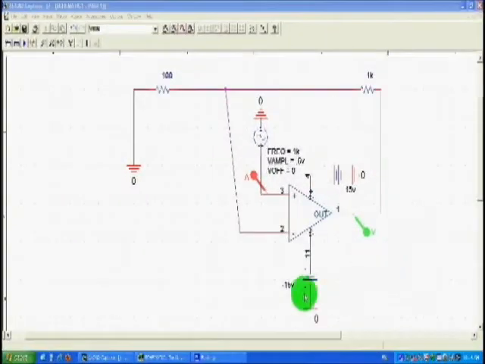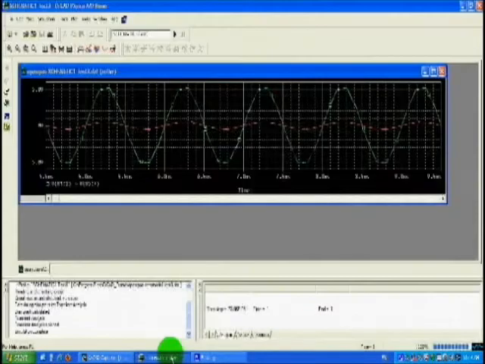Thanks, David. Now, we all know that the gain in a non-inverting amplifier is the sum of the two resistors over R1. So in this case, 1100 over 100, so a gain of 11. The green probe is the output and the red probe is the input. So the green probe should always be 11 times greater than the red probe.